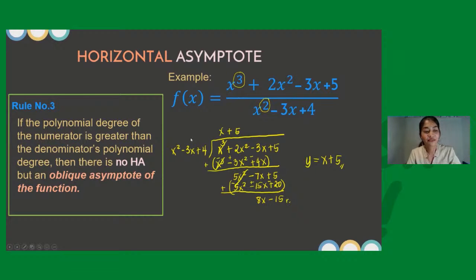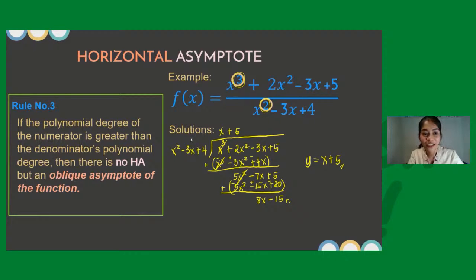Let's have a recap on our 3 rules. First rule, balikan natin. What is the first rule? For the first rule, if the exponent of the denominator is greater than the exponent of the leading term in the numerator, then the horizontal asymptote is equal to 0. For the second rule naman, if the exponents of the leading terms in the numerator and denominator are equal, we have to divide the numerical coefficients of the numerator and denominator, and that will be our horizontal asymptote.